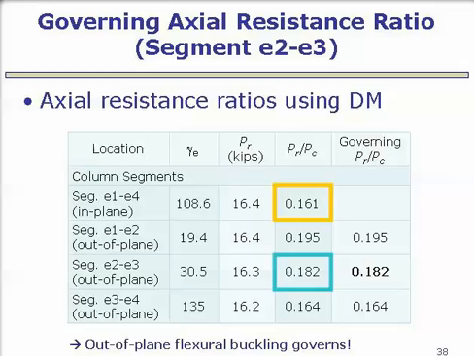All right, so there we were: 0.161 in plane for E1 to E4, 0.182 out of plane if we were checking that. The E1, E2 was actually the governing one of all those segments, but again, it's non-prismatic, so it's not like checking a prismatic column necessarily. We need to look at each one.